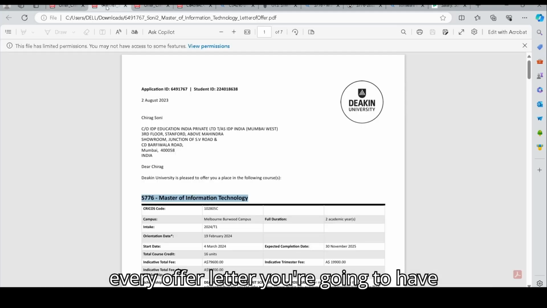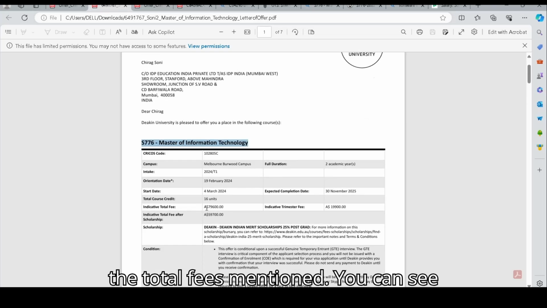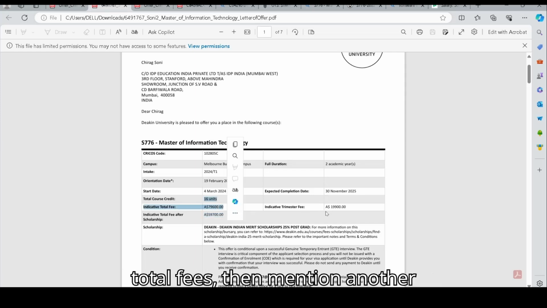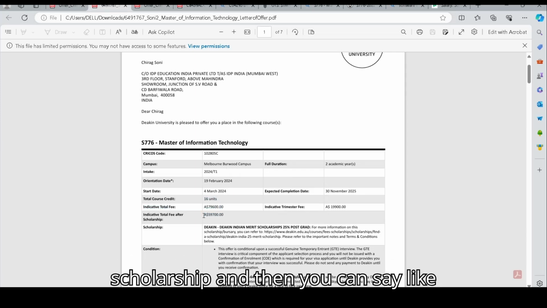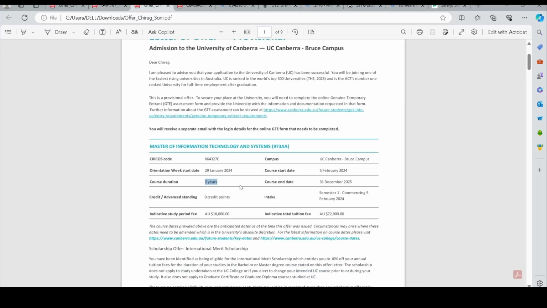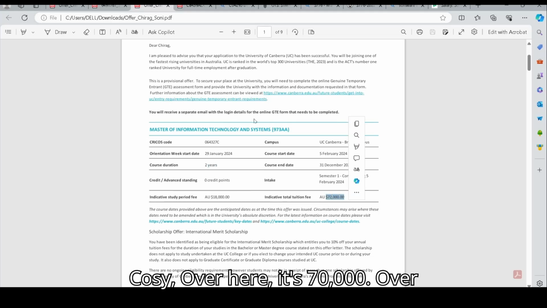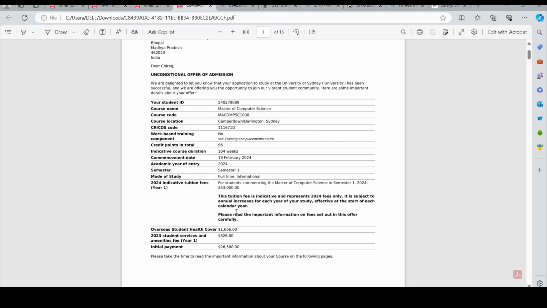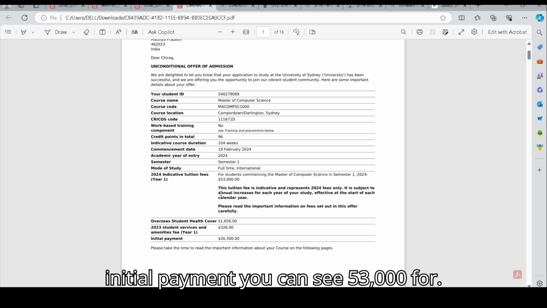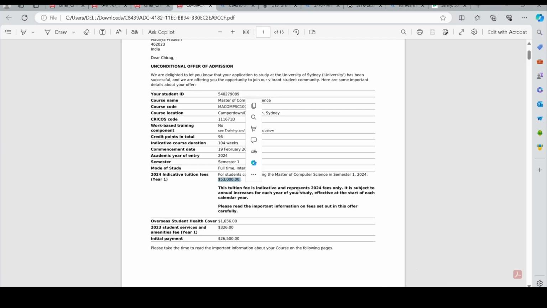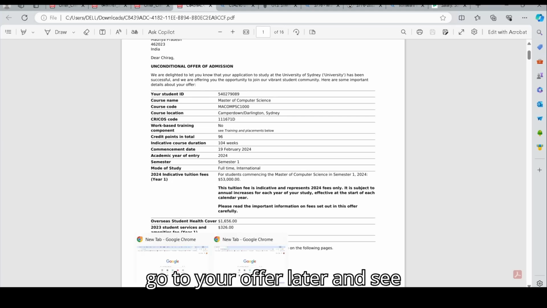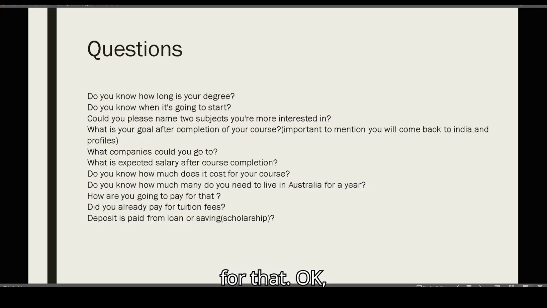Similarly, in every offer letter, you're going to have the total fees mentioned. You can see after scholarship, you can mention the total fees, then mention another scholarship, and then you can say like this much of fees after scholarship. That is completely fine. So see, over here it's 70,000. Over here it's, yeah, but this is the initial payment. You can see it's 53,000 for 1 year. Like that, you can go to your offer letter and see for that.